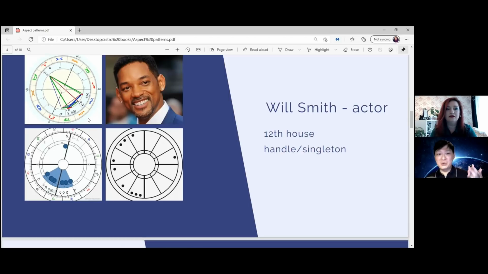But just know that there's just a single planet away from the rest. That Mars is ruled by Mercury, which is in Libra. So that's why he's doing what he does, like he sings, he raps, he's in movies. You know what I mean? He's an artist and all that.